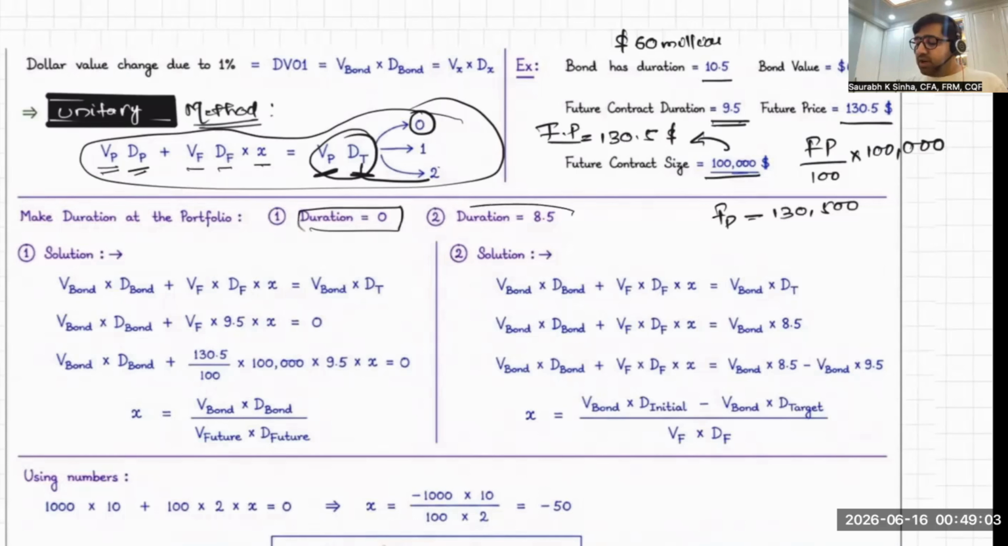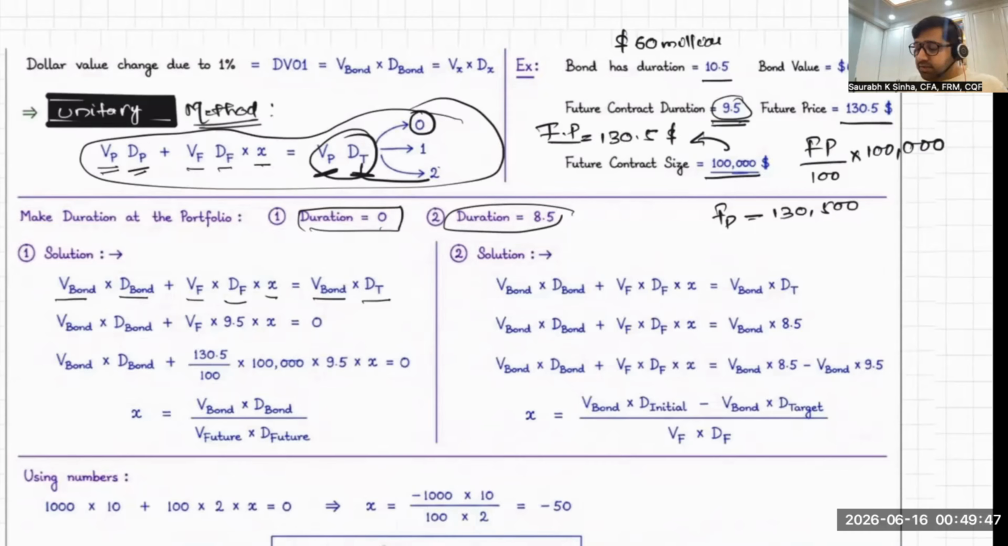And if I want the duration to reduce only by one unit, as in from 9.5 to 8.5, then what is the number of future contracts I need to sell? So you'll apply the same formula: the value of the bond into duration of the bond, plus the value of the future contract into the duration of the future contract into number of future contracts, is equal to the value of the bond, which is the final portfolio, because at the end, the value of the portfolio is always equal to the value of the bond, because there is no value of the future contract in terms of dollars. So therefore, the value of the bond or value of the portfolio into the final duration that you are interested in.